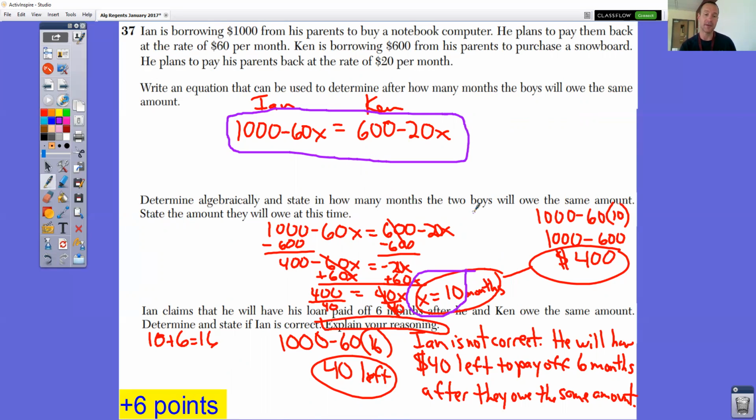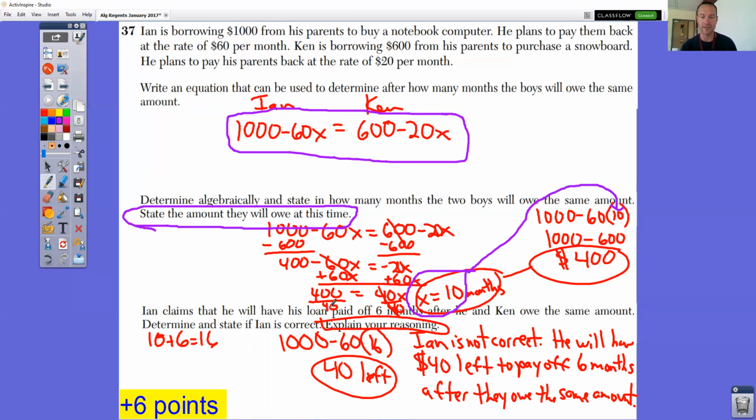Now be careful. There's more than just solving for x equals 10. State the amount that they will owe at this time. So when we go to sub in a 10, you could choose either one because that's where they owe the same amount. So when you sub in a 10 here, you get that they both owe $400 at month number 10.